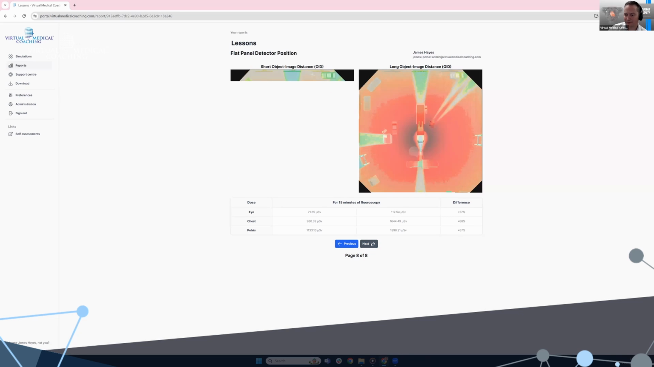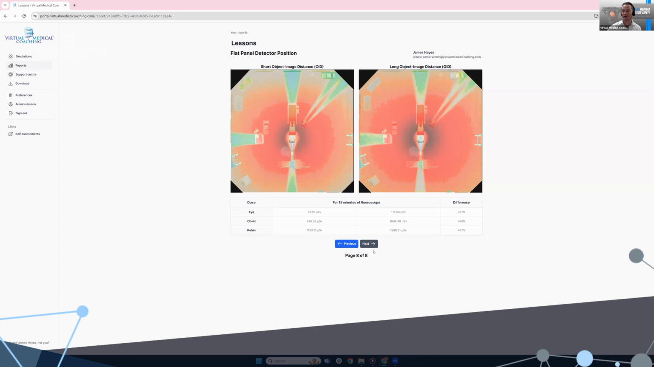Flat panel detector position, lower again, but this one adds detail. This one is a change in the radiation dose, so it's an important thing to do. And that's all. That's the only lessons. And those 8 lessons, we think, cover everything that you need to offer in a radiation safety environment.